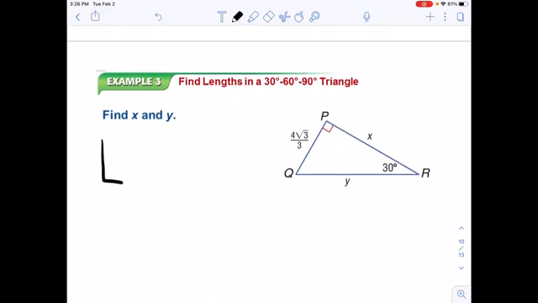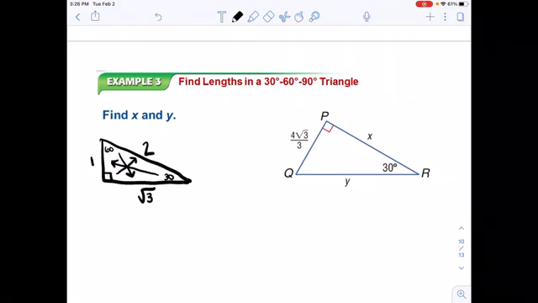So my special right triangle, if you recall, we have 60, we have 30, we have 90. Remember, the smallest side is across from the smallest angle. The medium side is across from the medium angle, and the biggest side is across from the biggest angle. So there is our special right triangle, and we can now set up proportions based on that.